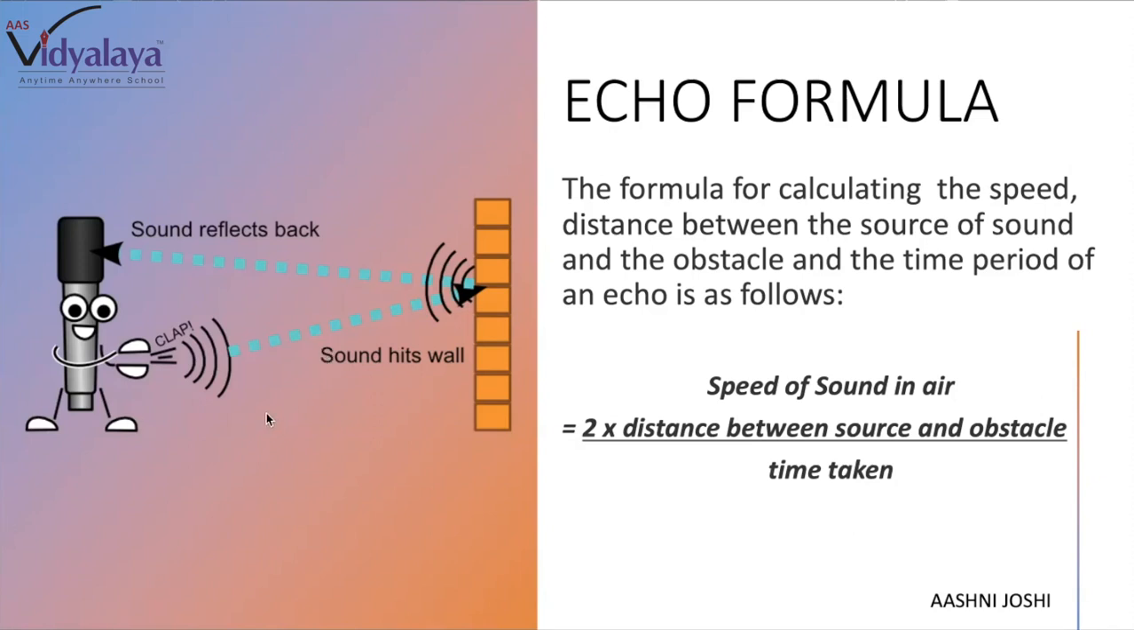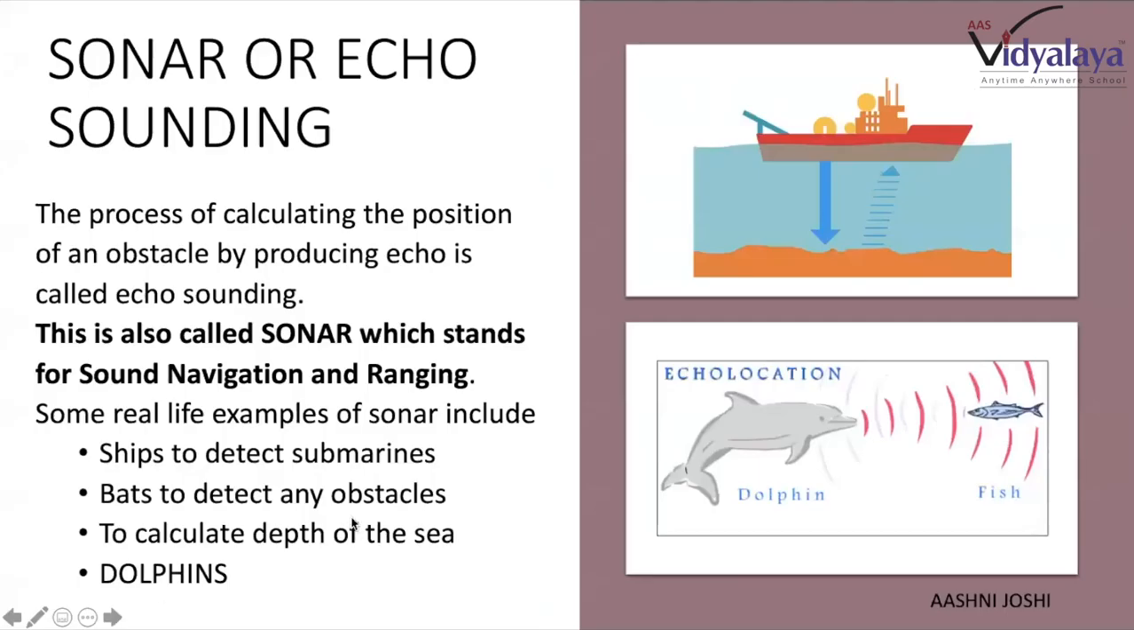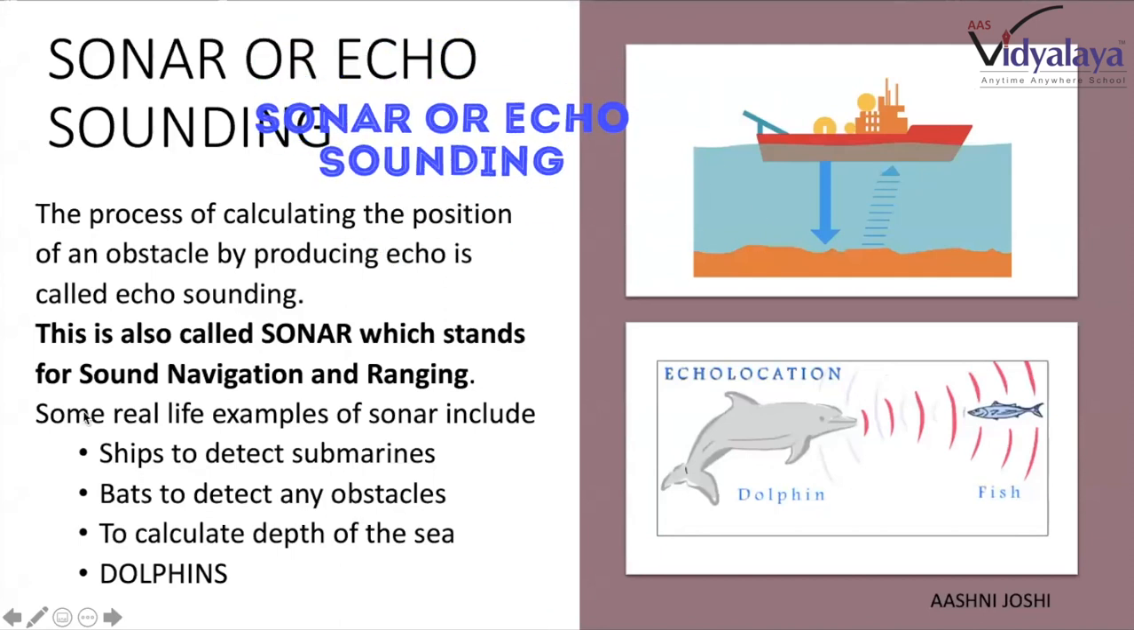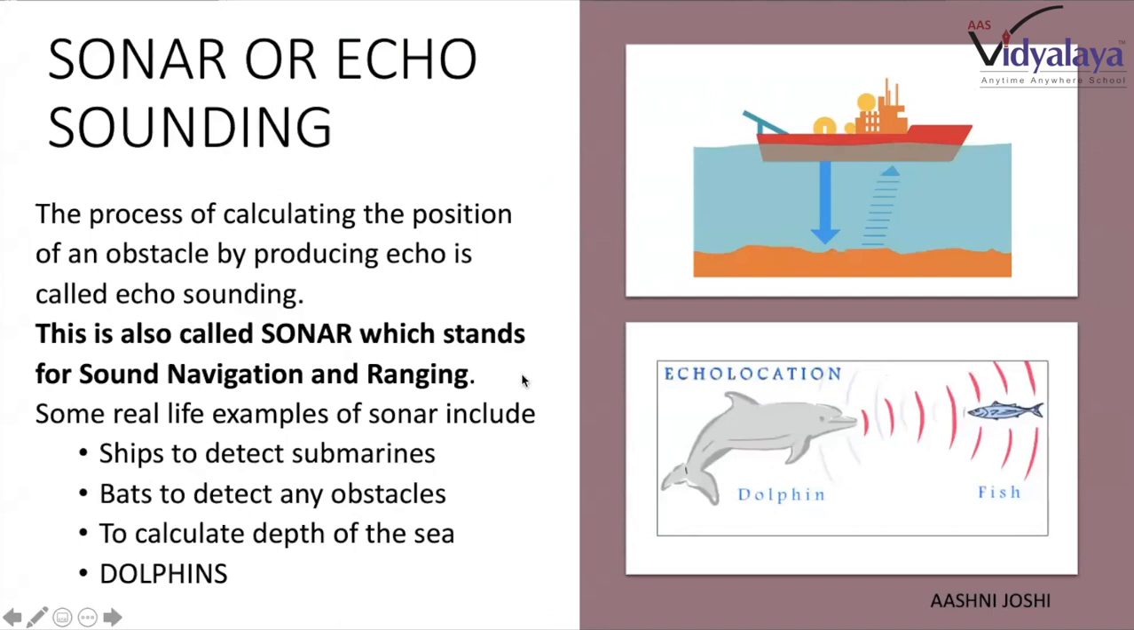So this was the formula for echo. It's obvious. Like there are 3 quantities here. There is speed, there is distance, there is time. If we have any 2 of these, we can calculate the third one. If for example, we have the distance and we have time, then we can calculate speed through the formula. Now we'll see sonar or echo sounding. I don't know if you've heard this before or not. I'll teach it to you quick. I hope you understand it.